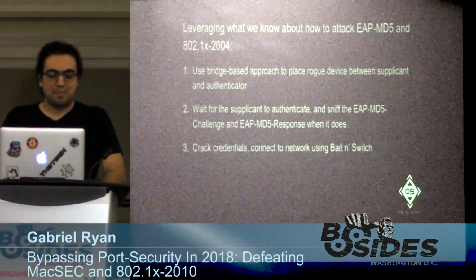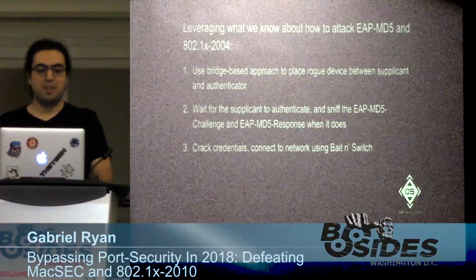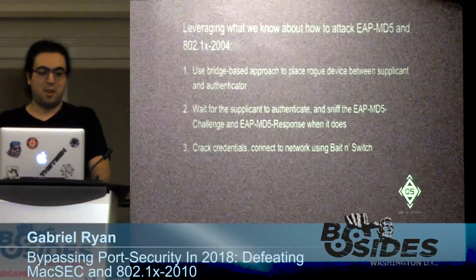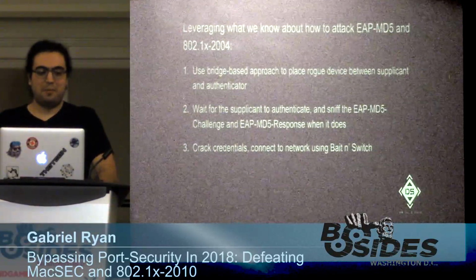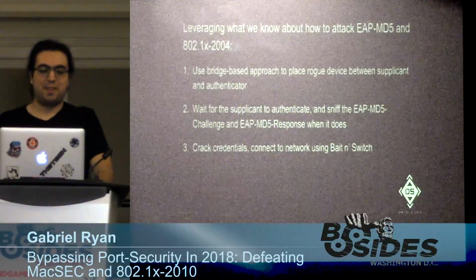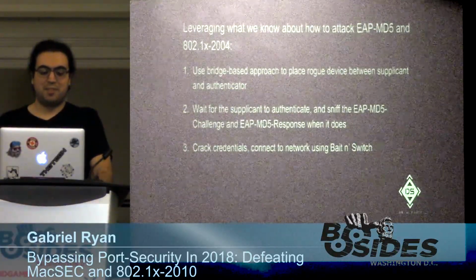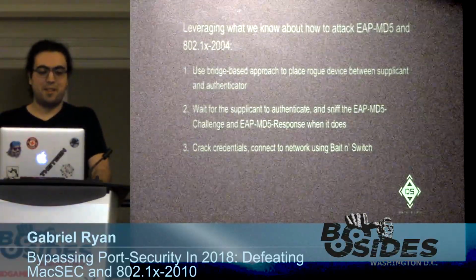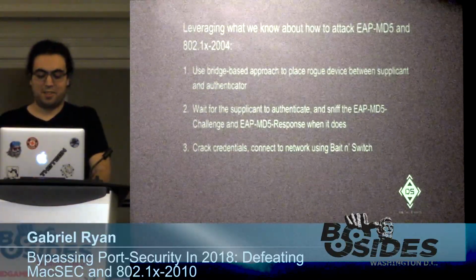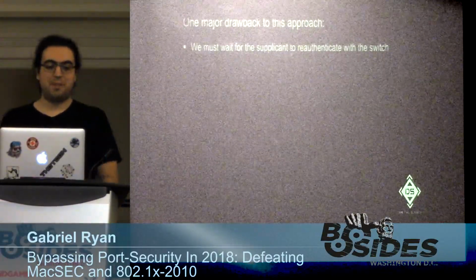Leveraging what we know about how to attack EAP-MD5 and also how to attack 802.1X-2004, if we wanted to go a step further and capture 802.1X credentials on a wired network, we can think about how we do this. We can start out by using a bridge-based approach to place a rogue device directly between the supplicant and authenticator, and then we just wait for the supplicant to authenticate. Remember, we're sniffing traffic between these two devices, so that would allow us to sniff the EAP-MD5 challenge and the EAP-MD5 response, and then we're able to crack the credentials and connect to the network directly using the cracked credentials.